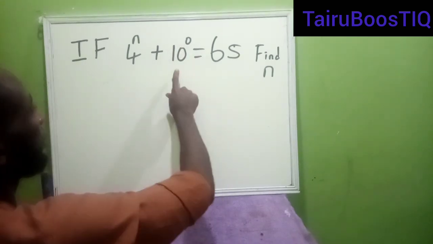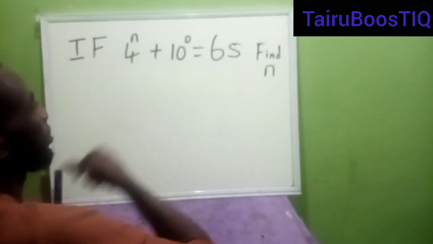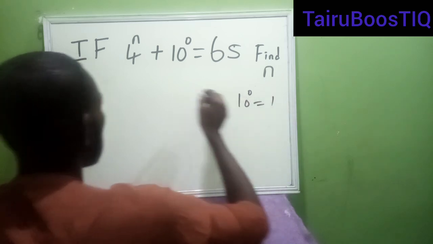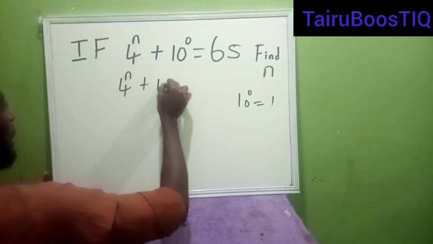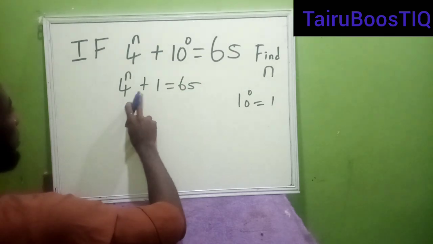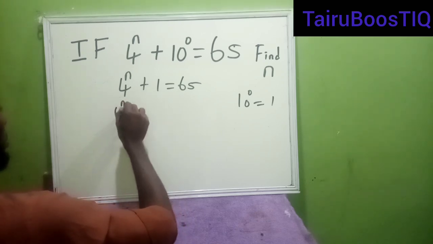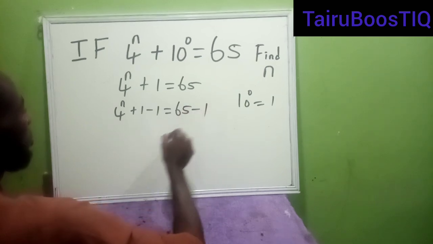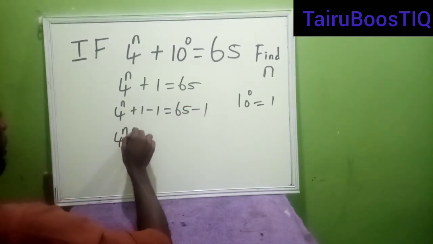Remember that the zero law of indices states that any number raised to power 0 is 1, except 0 raised to power 0. The first thing we say is that 10 raised to power 0 is 1. So we're going to say 4 raised to power n plus 1 is equal to 65. The next thing I'm going to do, since there is a plus, is subtract 1 from both sides. So 4 raised to power n plus 1 minus 1 is equal to 65 minus 1. And 4 raised to power n plus 1 minus 1 will be 0.